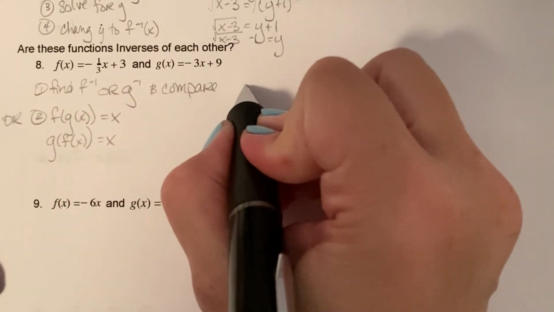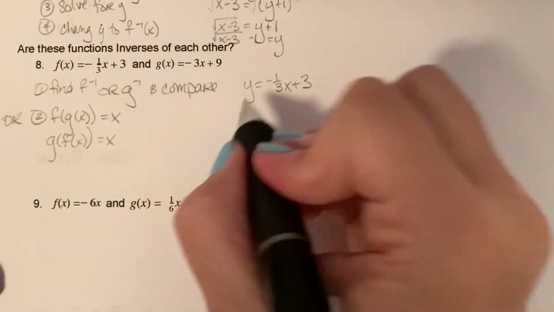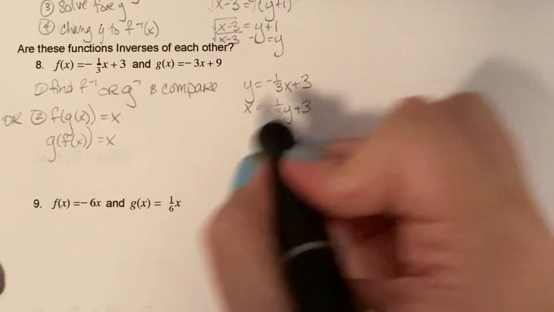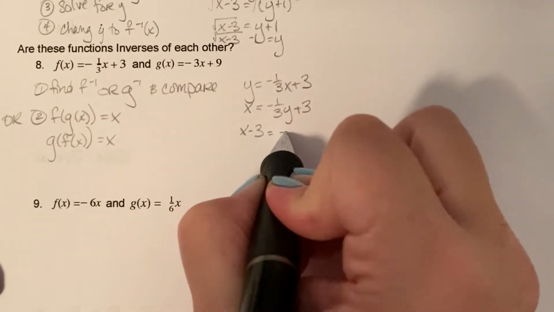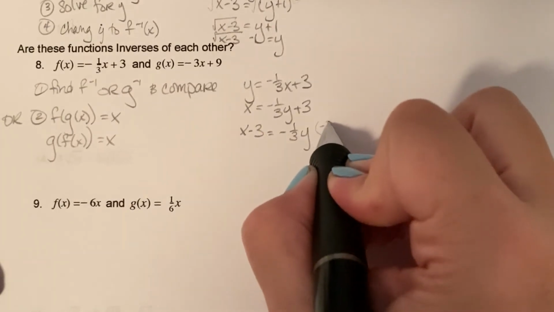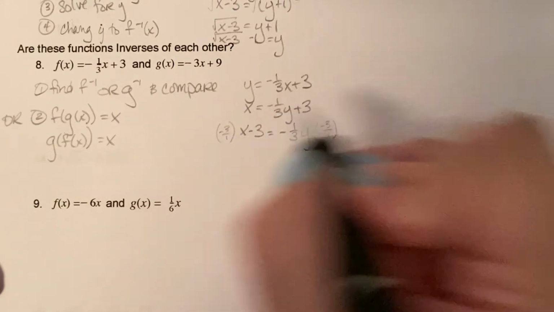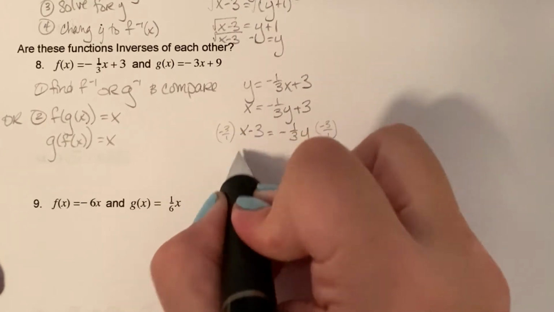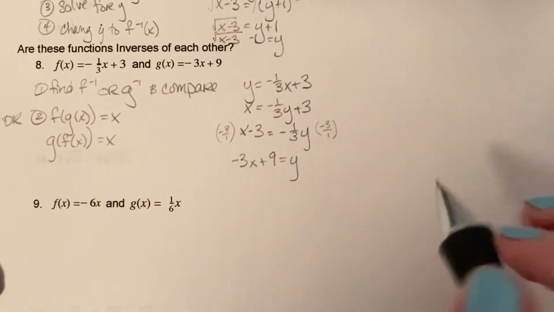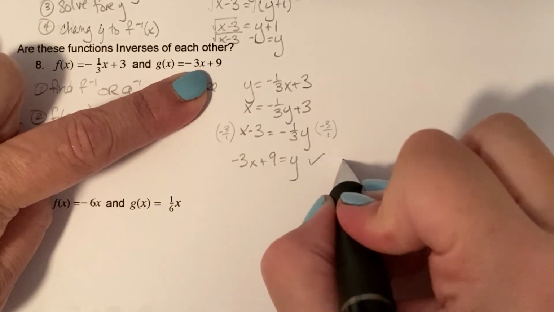Okay, so first thing, y equals -1/3 x plus 3. Switch the x and y. Now solve for y. Okay, divide by a fraction, multiply by the reciprocal. Okay, so we get -3x plus 9 equals y. Now, is that exactly what we have here? Yes. So yes, they are inverses.